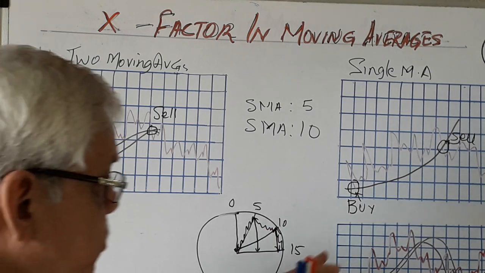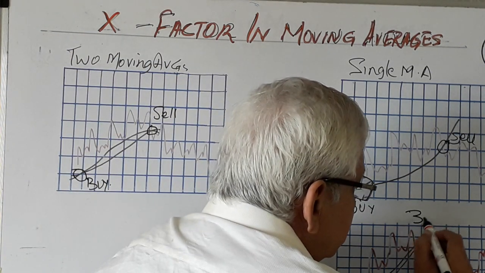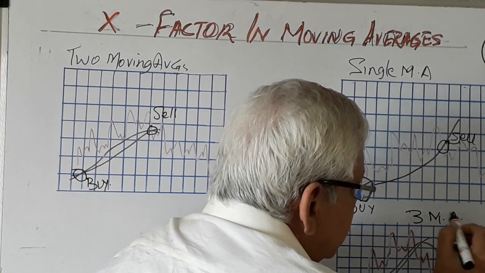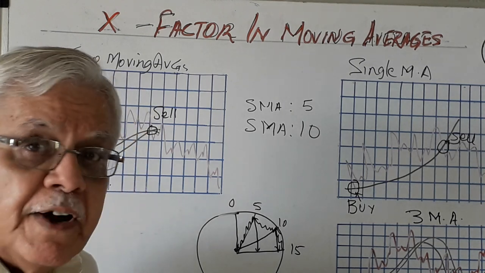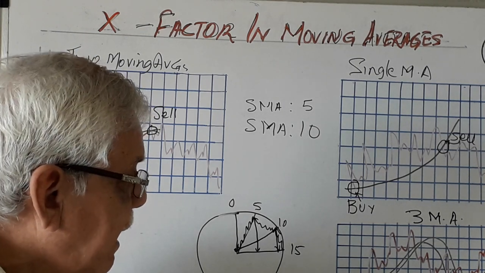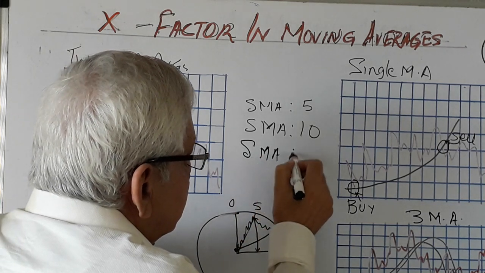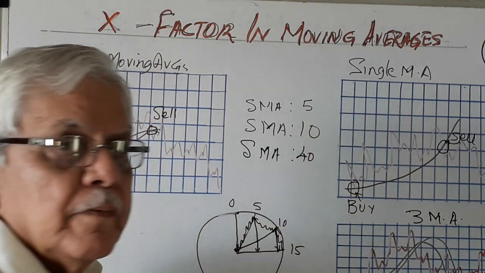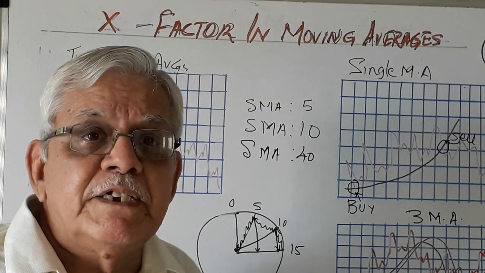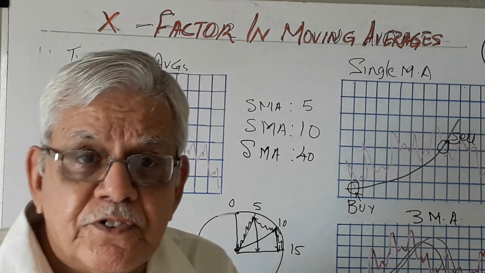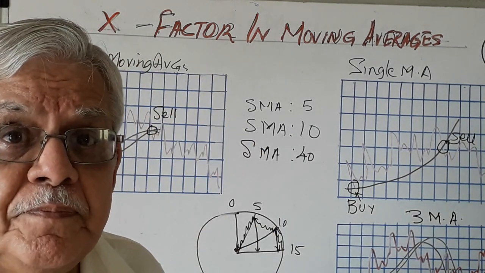Now let us come down to the third. That means three moving averages. What is this three moving averages? Here we have 5, here we have 10, and below we have 40. 40 days moving average. Now this 40 days moving average, friends, it is not for trading at all. X factor, this I call it.